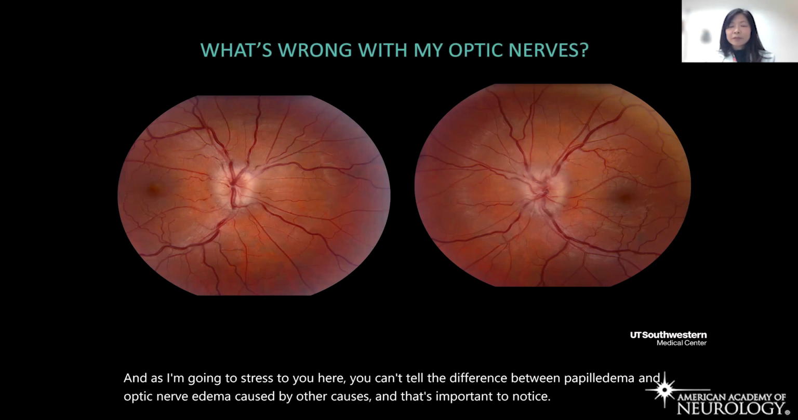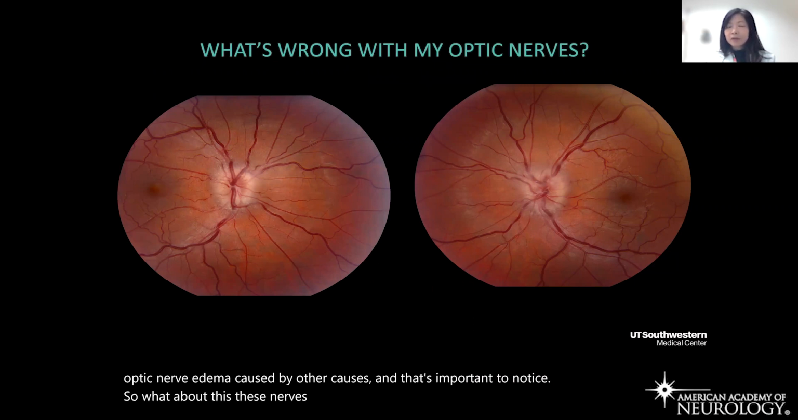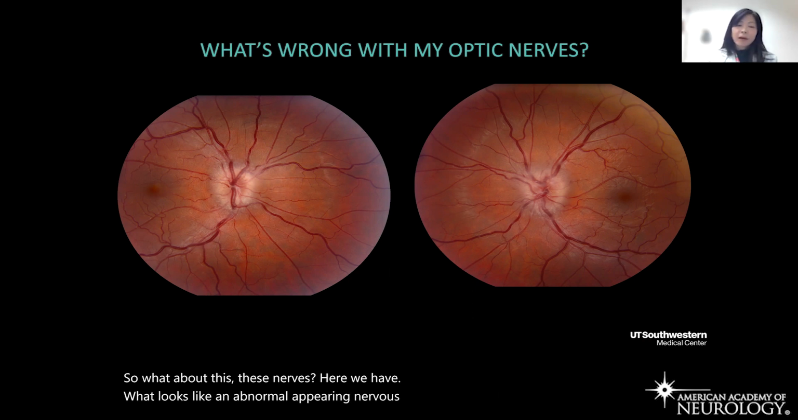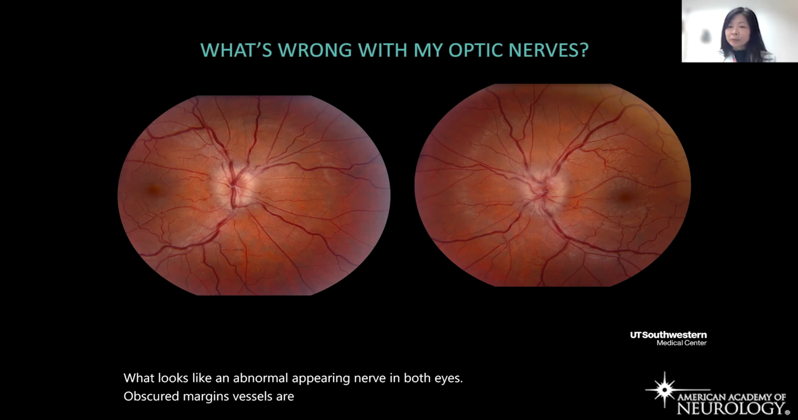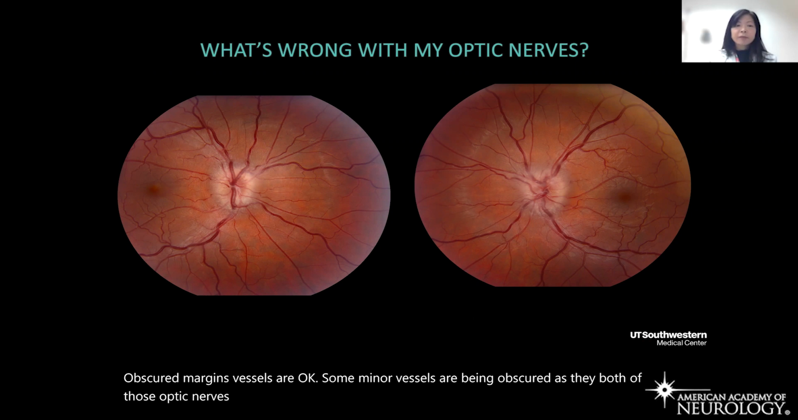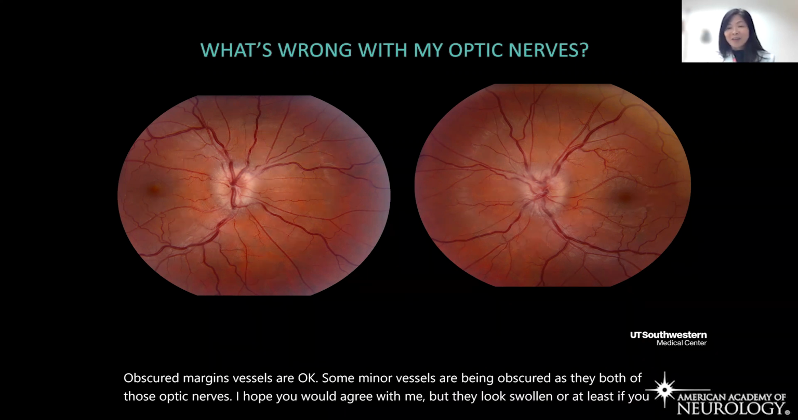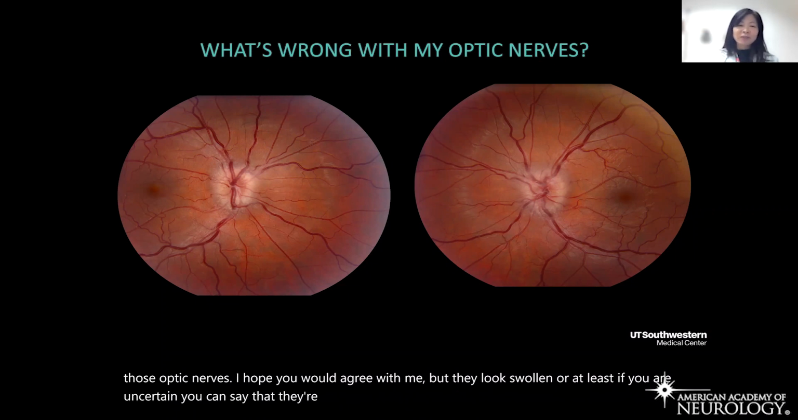So what about these nerves here? We have what looks like an abnormal appearing nerve in both eyes, obscured margins, vessels are okay, some minor vessels are being obscured. I'd say both of those optic nerves, I hope you would agree with me, look swollen, or at least if you're uncertain, you can say that they're abnormal because you've already seen what a normal one looks like.